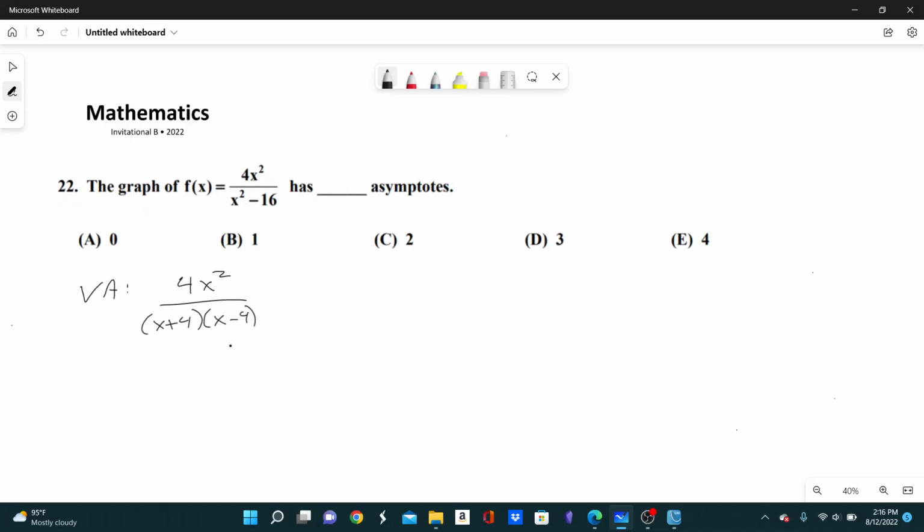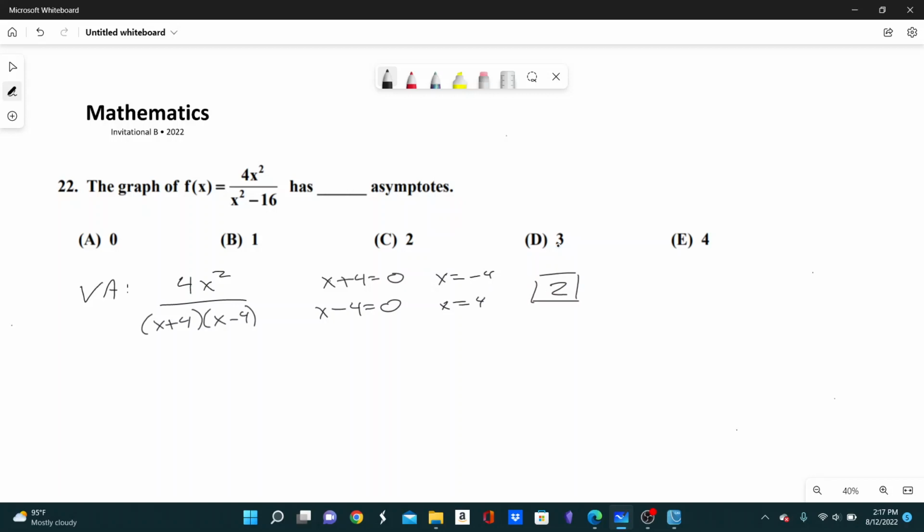And so you get a vertical asymptote anytime that the denominator is 0 after you've canceled with things in the numerator. This time there wasn't anything to cancel in the numerator, and so you're going to have a vertical asymptote when x plus 4 equals 0, and a vertical asymptote when x minus 4 equals 0. And so you have one at x equals negative 4 and one at x equals 4, so you have two vertical asymptotes.